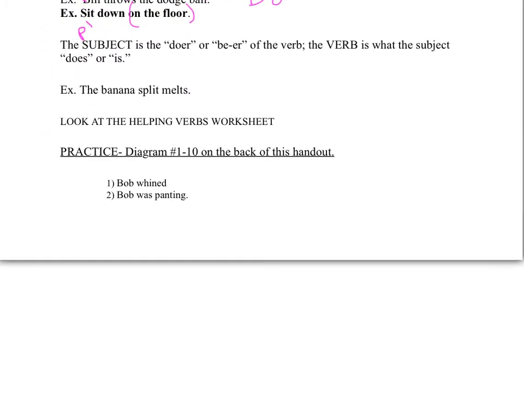So let's take a look at the sentence, the banana split melts. Now, here's how you diagram it. We first put the important line, and we put a smaller line, almost like a cross, except the bottom part of this line is shorter than the top part of the line. The subject goes in this section, which is banana. The predicate, melts, goes here.